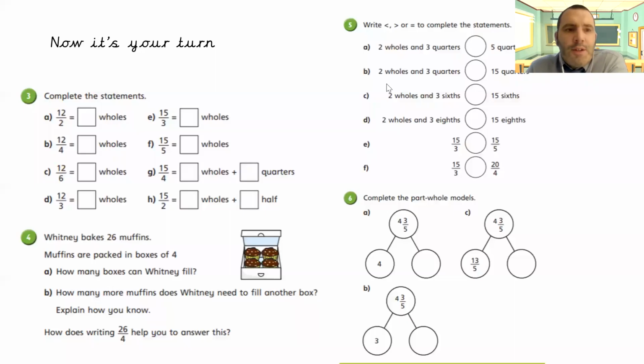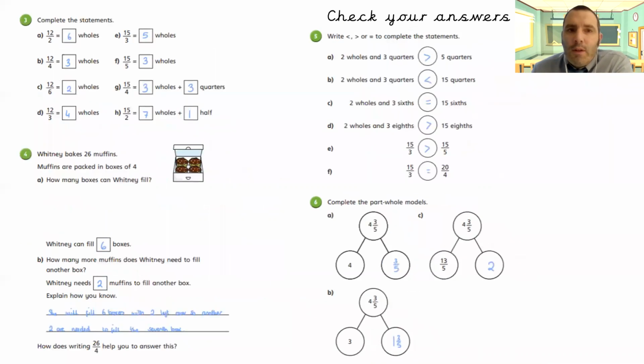How did we get on with these? Ready for the answers? Okay, question 3. A, 12 halves is the same as 6 wholes. B, 12 quarters is the same as 3 wholes. C, 12/6 is 2 wholes. D, 12/3 is 4 wholes. E, 15/3 is 5 wholes. F, 15/5 is 3 wholes.